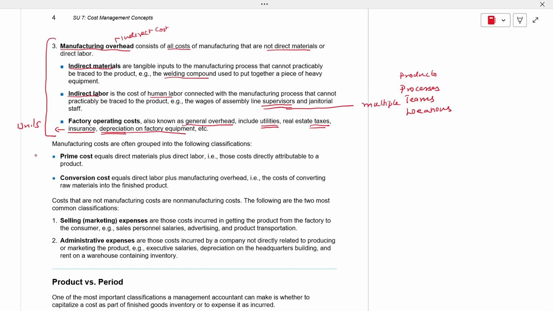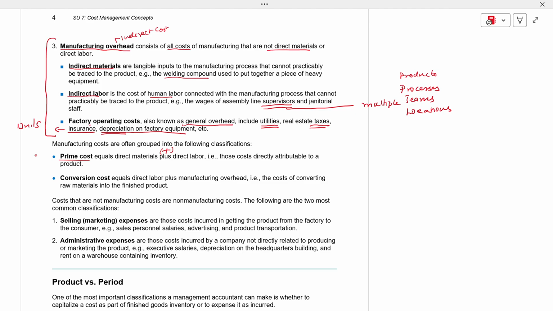The same thing. Prime cost is one of the things. Prime cost is equal to direct material plus direct labor. Very clear. Prime cost, we have done this. It is nothing new we are going to do. These are the direct ones.